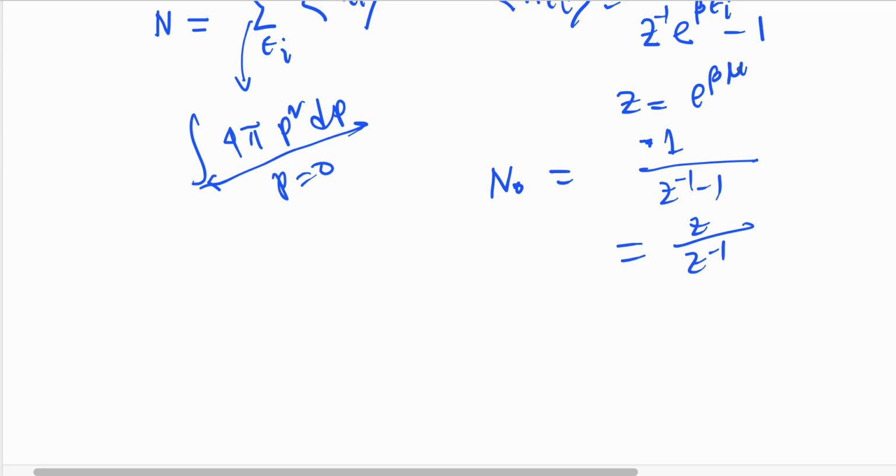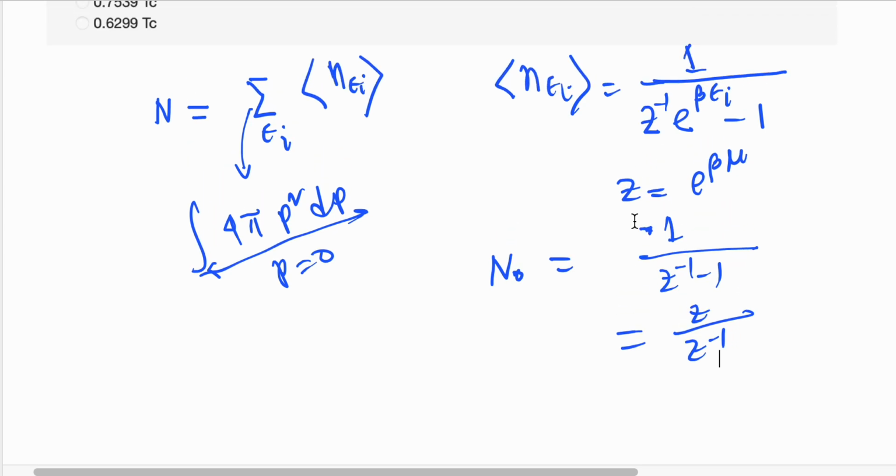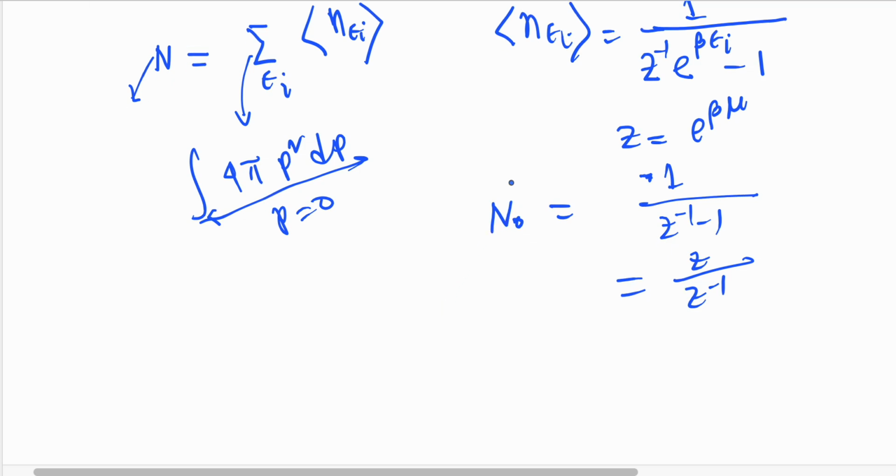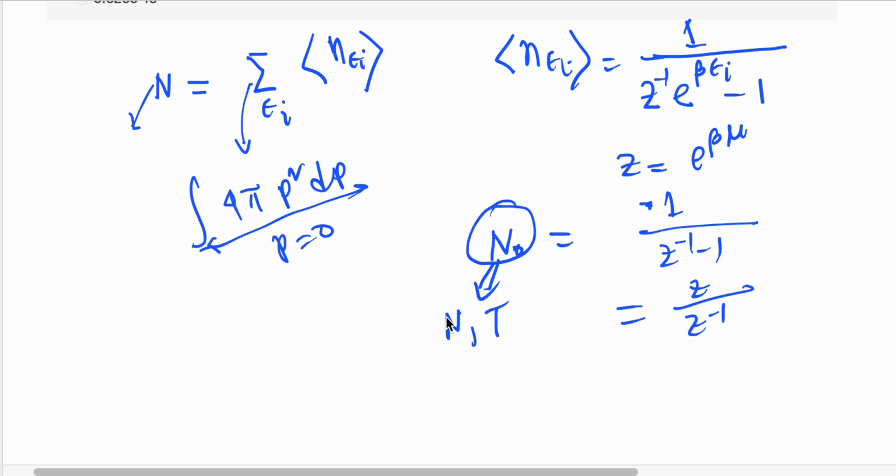But since we don't know z, writing n0 in terms of this will give no information, because we want to know what fraction of the total number of particles at temperature T will stay in the ground state. So we want to know the value of n0 in terms of n and temperature T. So let's do that.